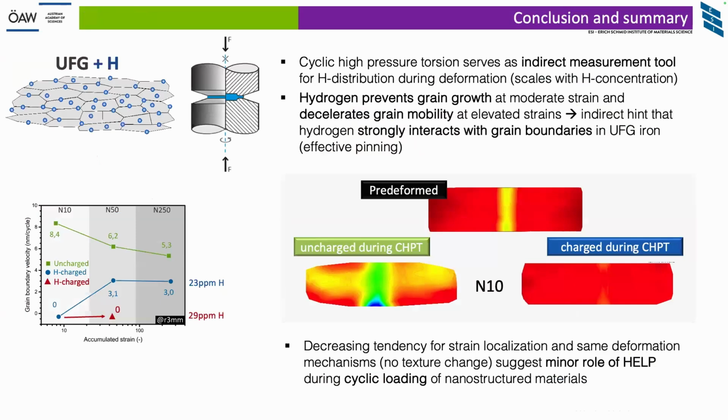So with this, I would like to conclude. What I actually wanted to show you is for nanostructured materials, we have an indirect assessment tool to make hydrogen visible inside the sample. We can study the interaction with grain boundaries at different strain rates, but also for different hydrogen concentrations. And what was interesting for us was that hydrogen rather reduces localization effects than enhancing dislocation plasticity in this material type.